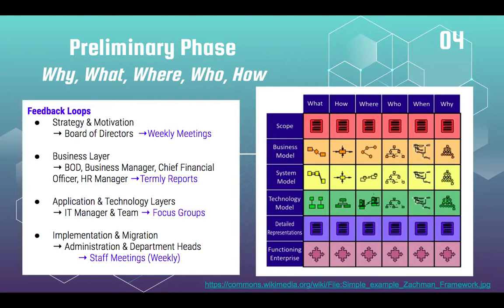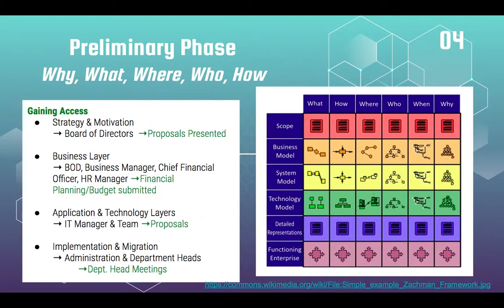And then in terms of our admin and department heads, we have weekly staff meetings, and we also have meetings just with the department heads. So in terms of gaining access, I think one of the best ways would be through the presentation of proposals during our weekly meetings. Often those have budgets. We do have a yearly budget that we submit. Again, proposals in terms of IT, there's a lot of connection there as well. And then we do have special meetings with the department heads that ensure that we have access to them.